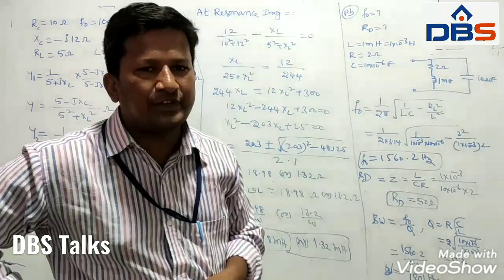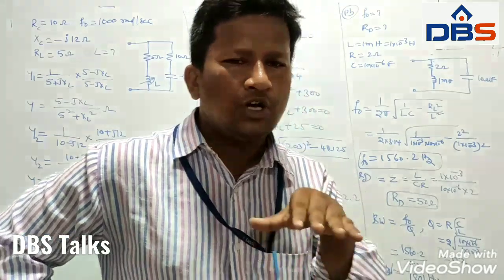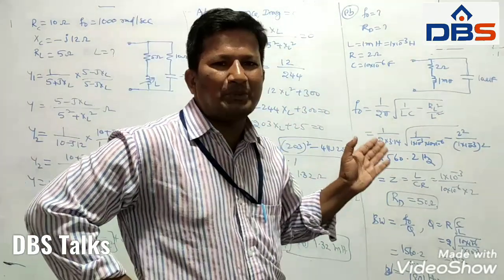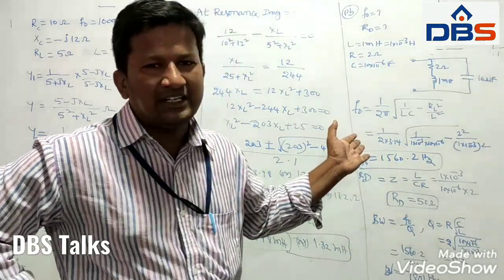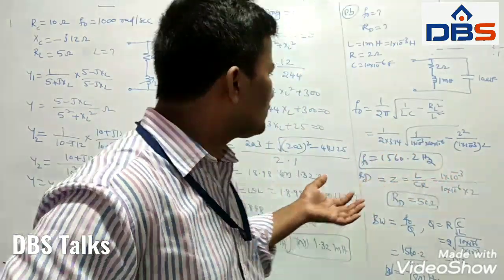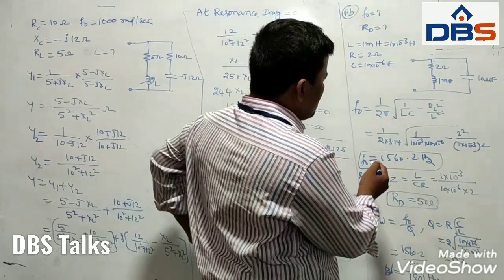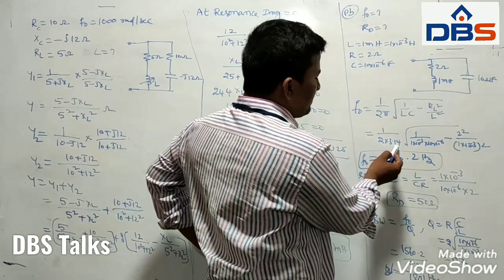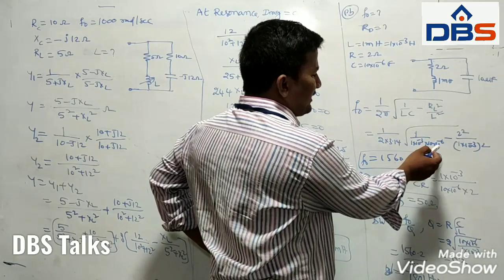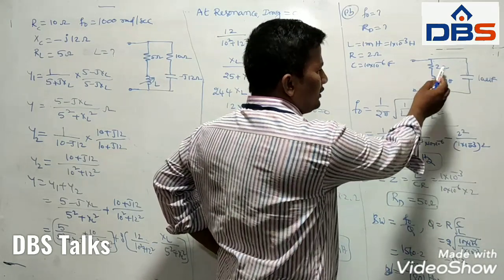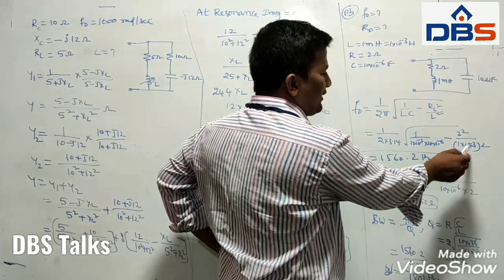Now the resonant frequency formula for the tank circuit is 1 by 2 pi root of 1 by LC minus RL square by L square. Last class I already derived this formula also. So it is 1 by 2 into 3.14 times the square root of 1 by L, 1 into 10 power minus 3, times C, 10 into 10 power minus 6, minus RL, 2 square, by L, 1 into 10 power minus 3, square.